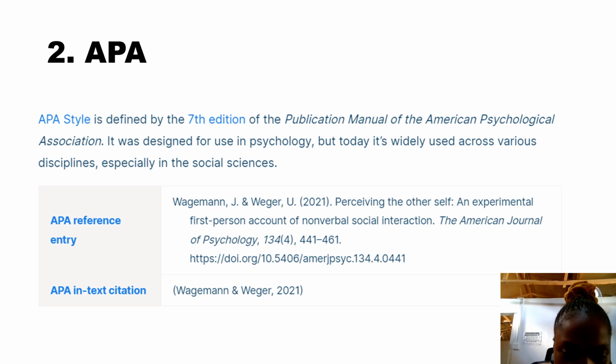So you see it's almost similar to the AAA. And then when you are doing in-text citation while you are writing your story, you do bracket Wagman and Wega, comma, 2021. So the moment you introduce that comma, it means you are using APA. But for AAA, there was no comma, right?